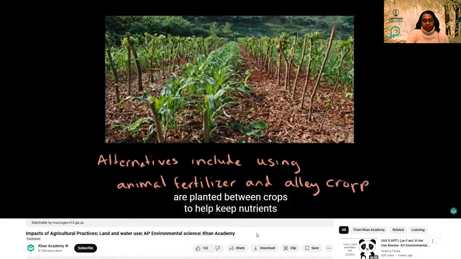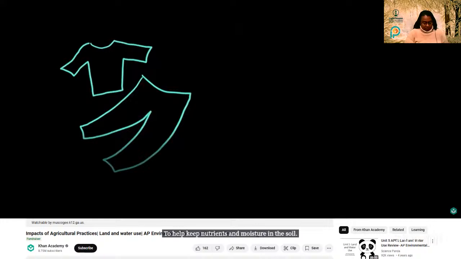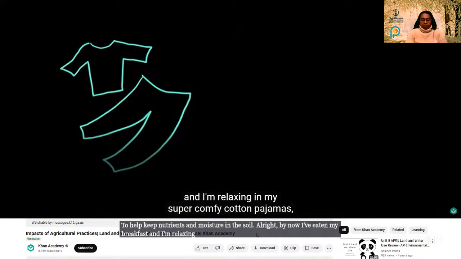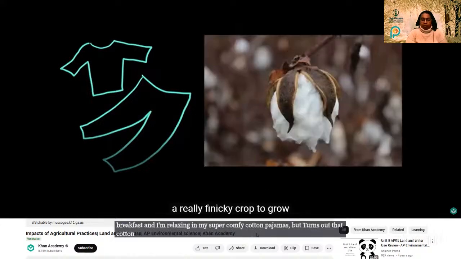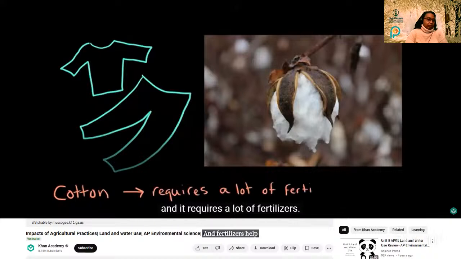To help keep nutrients and moisture in the soil. Alright, by now I've eaten my breakfast and I'm relaxing in my super comfy cotton pajamas. But turns out that cotton is actually a really finicky crop to grow and it requires a lot of fertilizers. And fertilizers help plants grow, but that's not a bad thing, right?